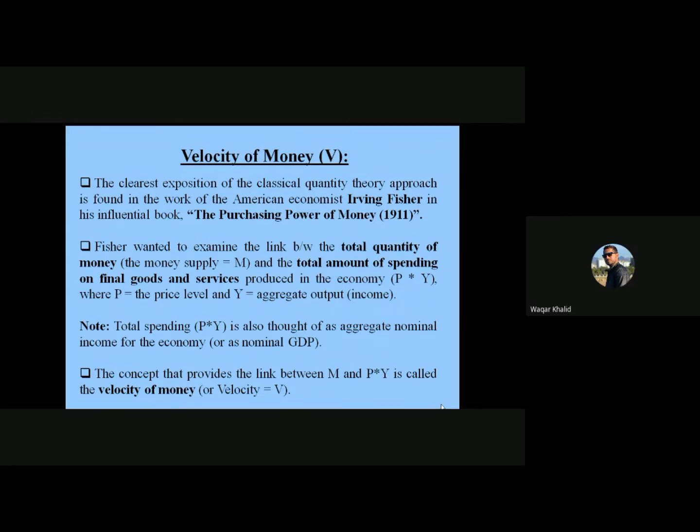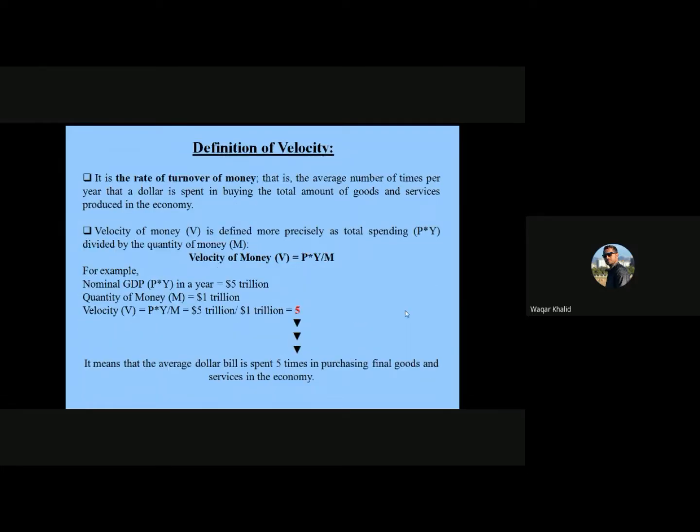The concept that provides the link between money supply and nominal GDP is known as velocity of money, which is denoted by V in macroeconomics. Now the question is, what do we mean by the concept of velocity? Actually, velocity indicates the rate of turnover of money.